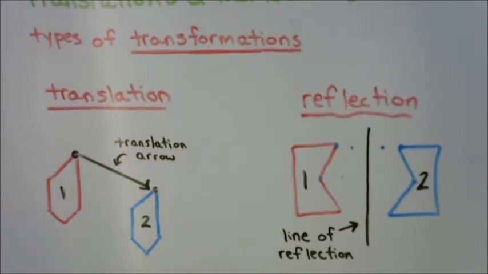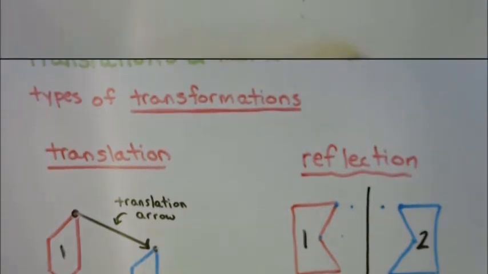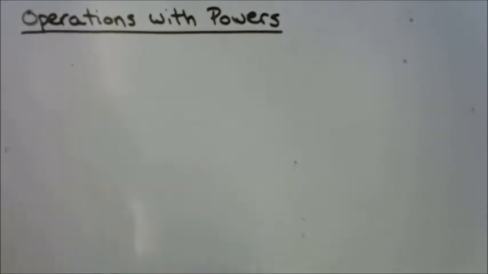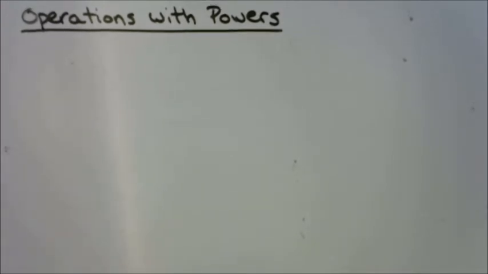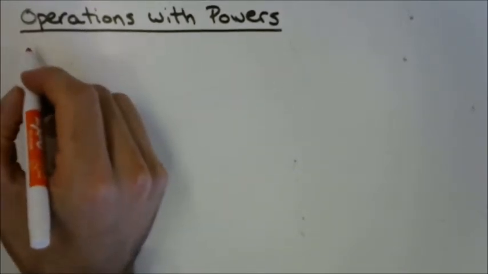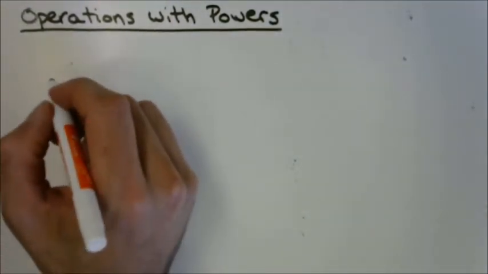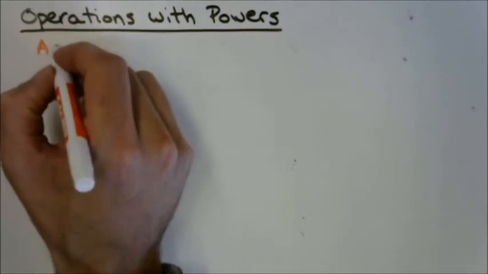Good. In your homework, you'll notice that there's a small section on translations and reflections, which you can do at your own leisure. Our next topic of review is operations with powers. We have to have a pretty good mathematical command of dealing with numbers that are expressed as powers, okay? So I'm going to write a little sentence that describes what a power is, and then we're going to show a little example.